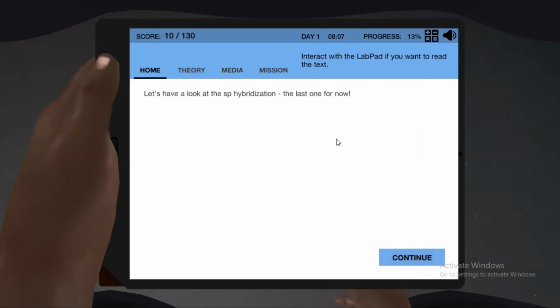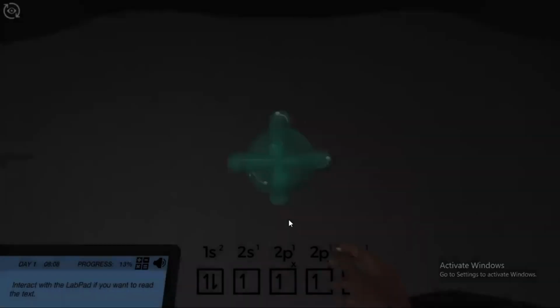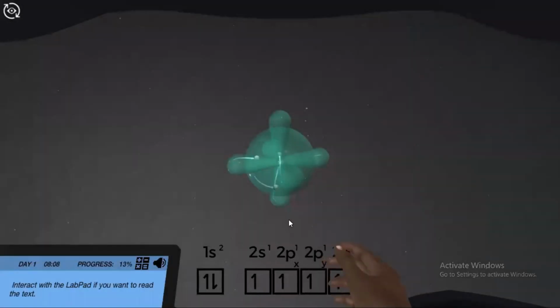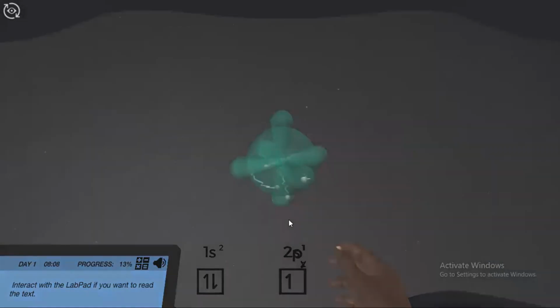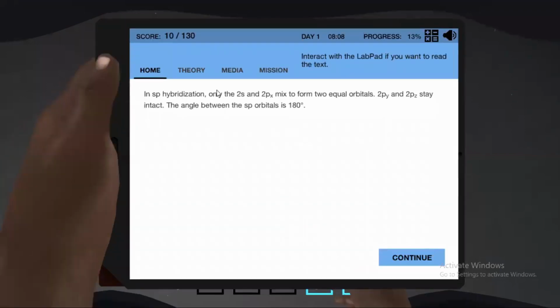Let's have a look at the sp hybridization, the last one for now. In sp hybridization, only the 2s and 2px mix to form 2 equal orbitals. 2py and 2pz stay intact. The angle between the sp orbitals is 180 degrees.